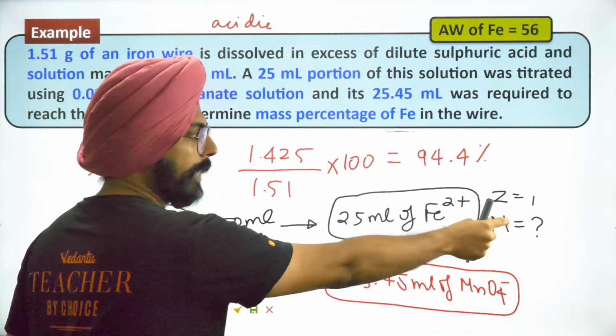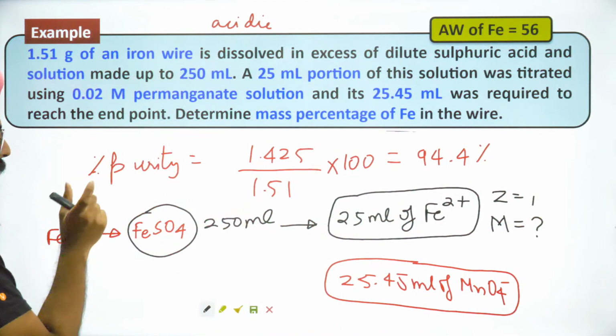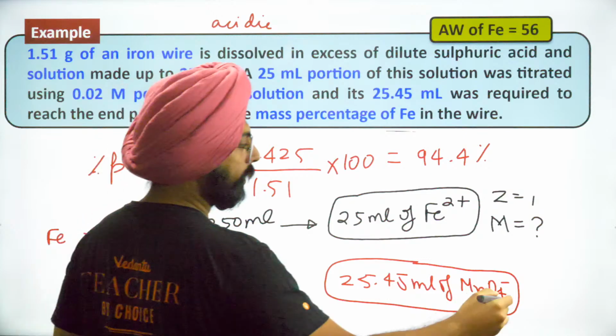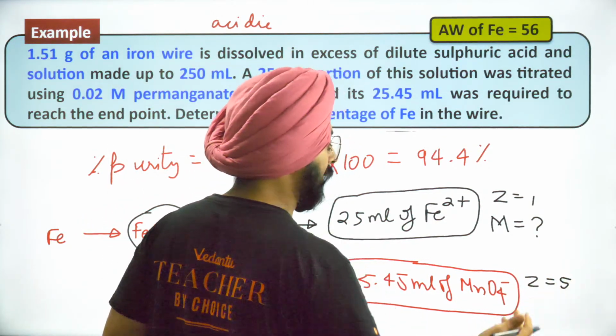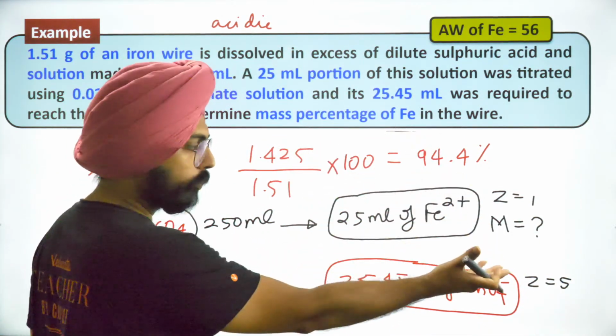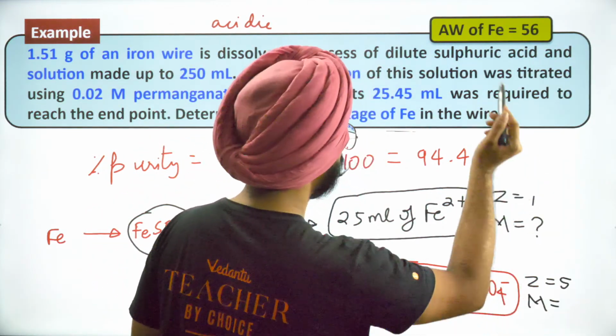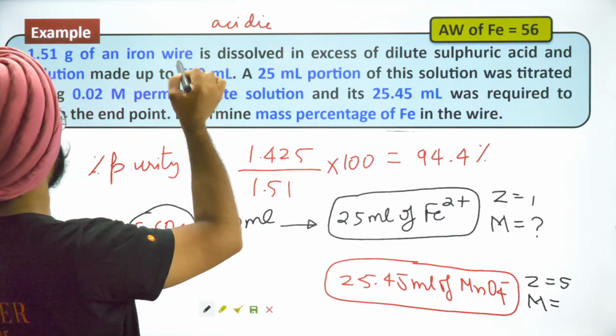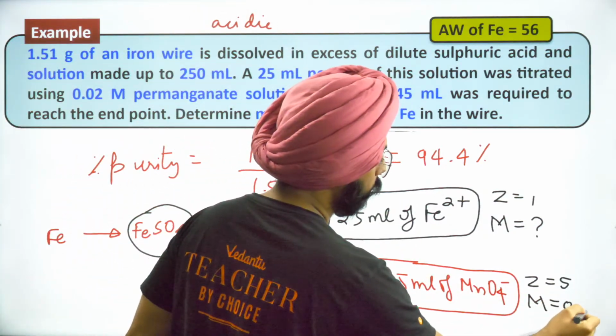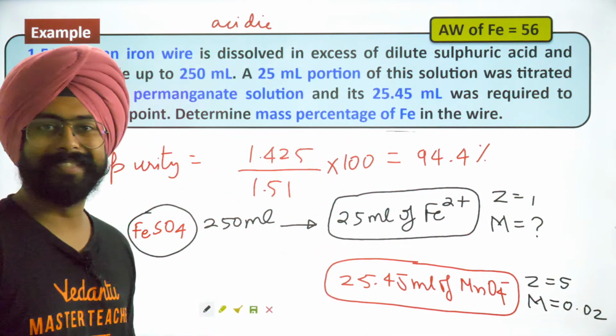If we calculate molarity, we can backtrack it to the mass of iron originally. Over here, valency factor is equal to 5. As I've told you, MnO4 negative in acidic conditions shows valency factor of 5. And molarity is equal to, how much is given here? Yes, 0.02. Done.